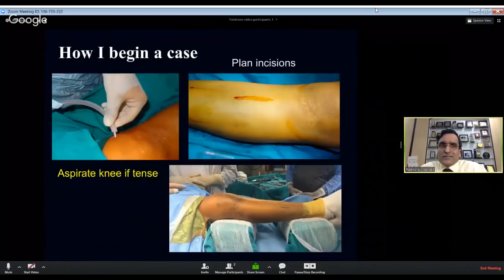How do I begin a case? It's simple. Most of the times the knee has a lot of hematoma, so I take a 14 gauge or a 16 gauge needle connected to the suction tool, and as soon as that is inserted, a lot of blood flows out. How does it help? It reduces the blood losing out through the incision, and the field is not messier. Then we plan our mental incisions.